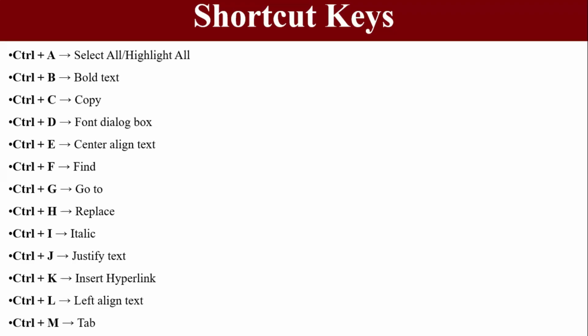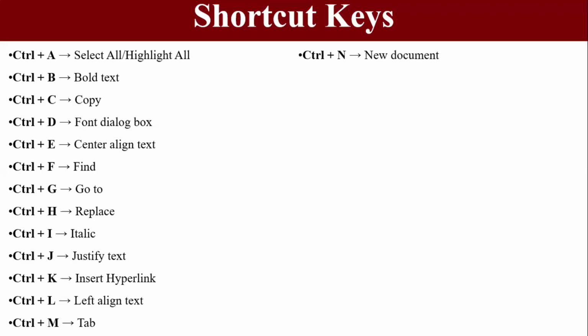Then we also have Control M. Some people call it tab, while some people call it indent paragraph. The work of this Control M is that it will move the selected paragraph. Maybe you have highlighted a paragraph or selected a paragraph. It will move that paragraph to the right by only one tab space. The way it moves when you highlight your text and click the tab key, it's the same thing Control M will do. It will just move the selected paragraph you have highlighted by only one step. So that is Control M.